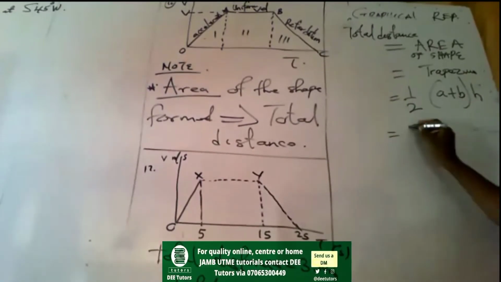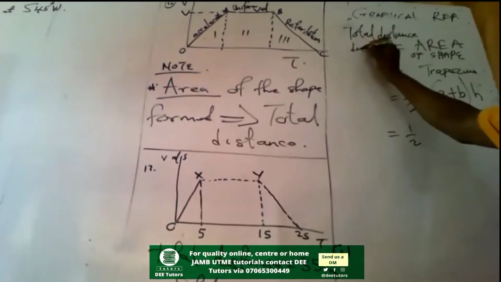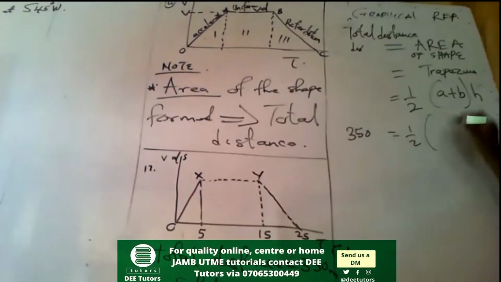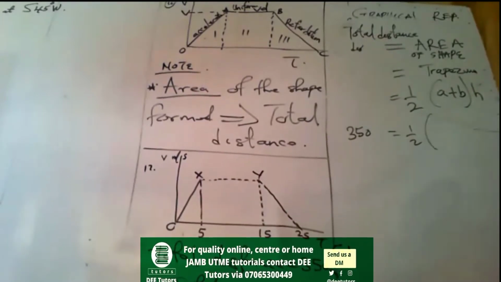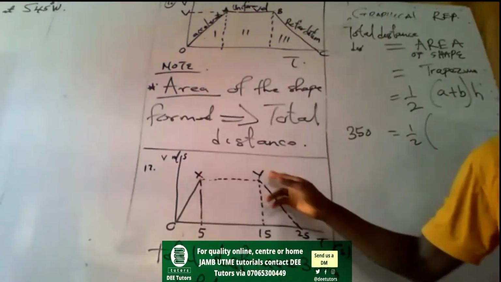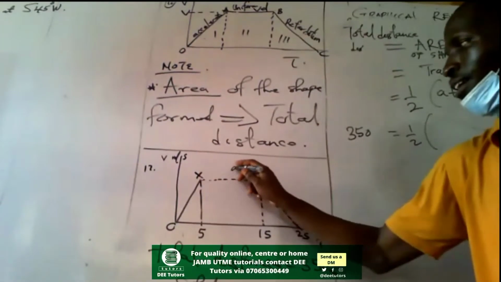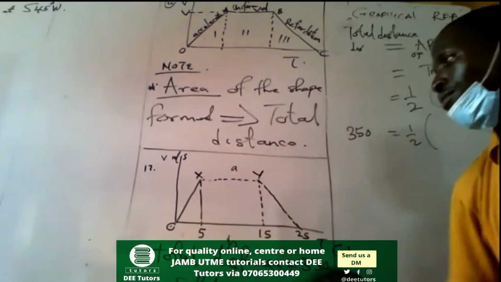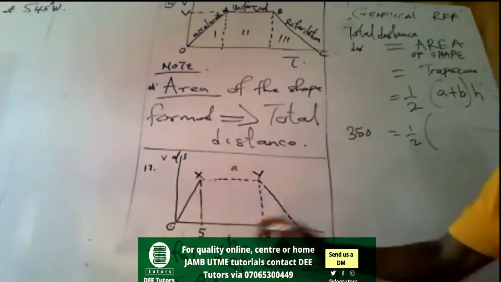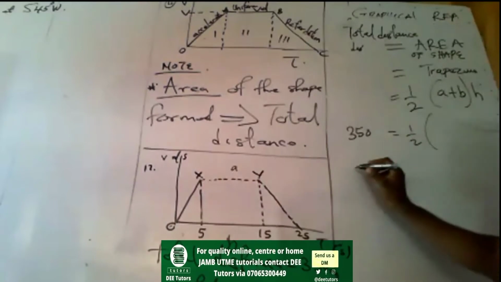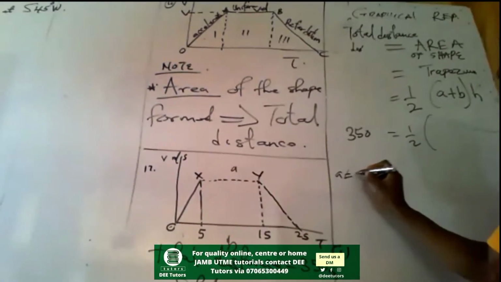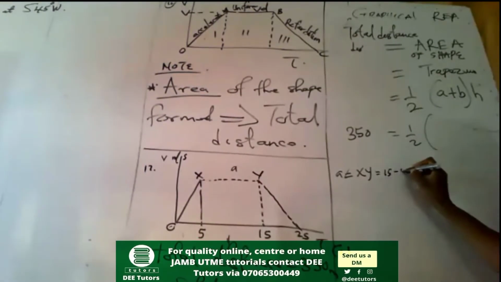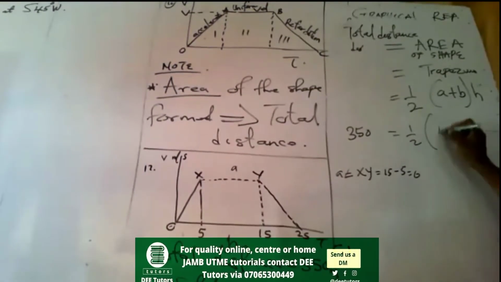Okay. We have our distance given in the question to be what? 350 meters. What's our A? In that diagram, our A is XY. So A will be X to Y, which is what? 15 minus 5, that's equal to 10. So A is 10.